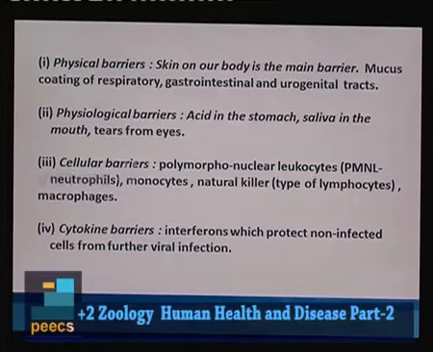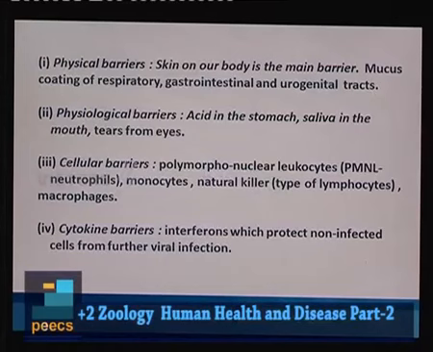The second one is physiological barrier. By physiological barrier, we mean the acidity in the stomach, saliva in mouth, tears, and also cerumen, which is the ear wax. It is also a physiological barrier. Pyrogens are agents which are causing fever. They also come under physiological barriers.